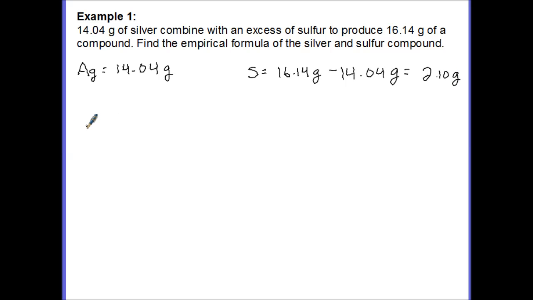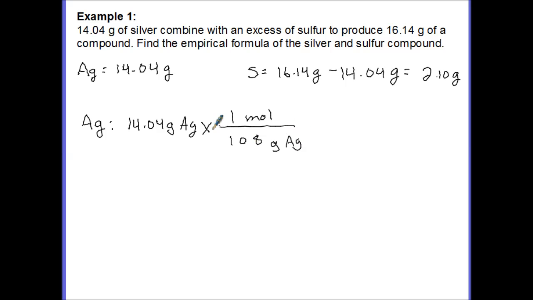Once we have our masses, we can move on to step 2. Step 2 is to divide each element by its atomic mass. So for silver, you take 14.04 grams of Ag, and since we have grams and want moles, you divide by its atomic mass. By doing that, you get 0.130 moles.